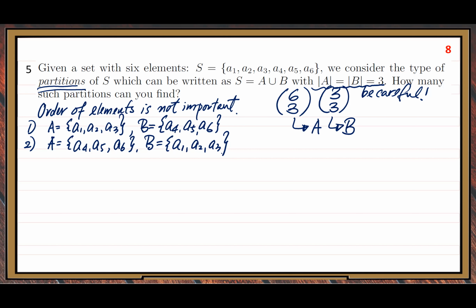Do we treat these two cases as two different partitions or not? Think about that. We split the original set into these two subsets, and one is called A, another is called B, but they are essentially the same. The split is the same. One subset has A1, A2, A3, another one has A4, A5, A6. Why would we treat them as two different partitions? These two correspond to the same partition.